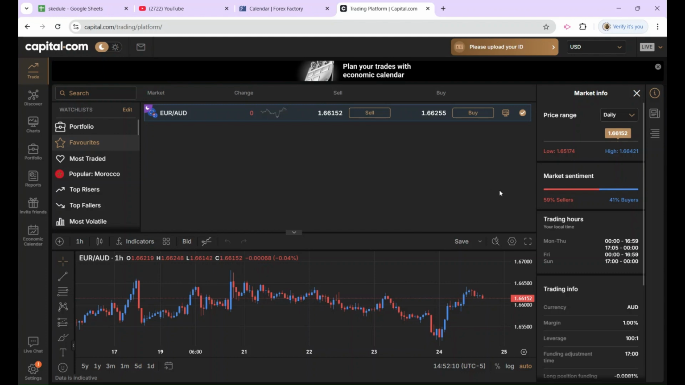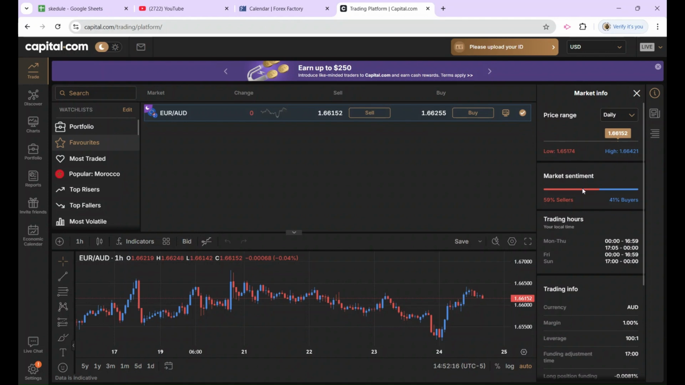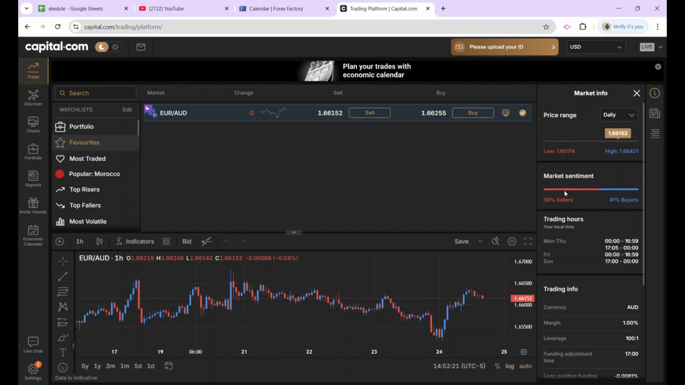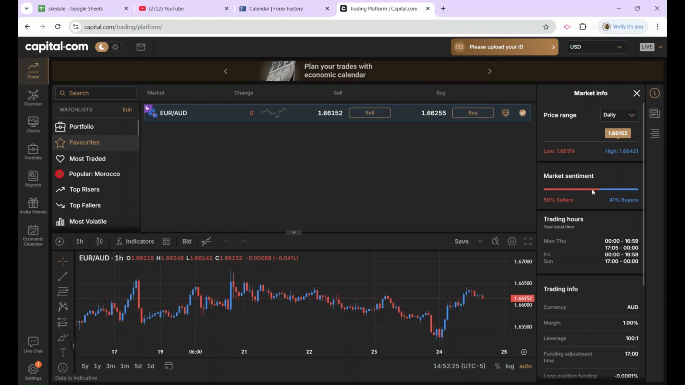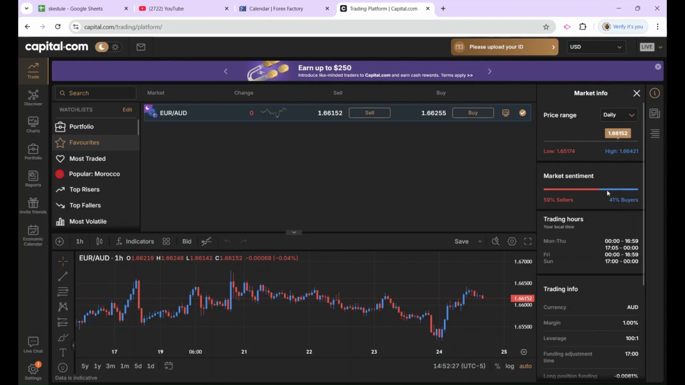Hey y'all, this is a website that I look at for the sentiment of the market. Our sentiment on Euro AUD is mostly retail sellers in the market. It's 59%. It's basically 60-40 sellers and buyers.